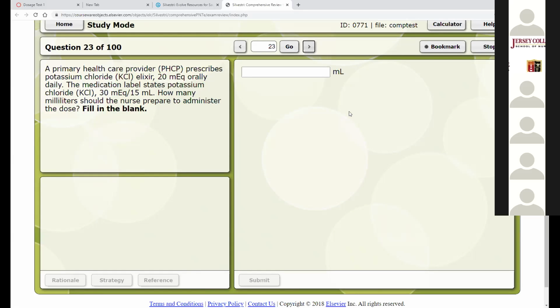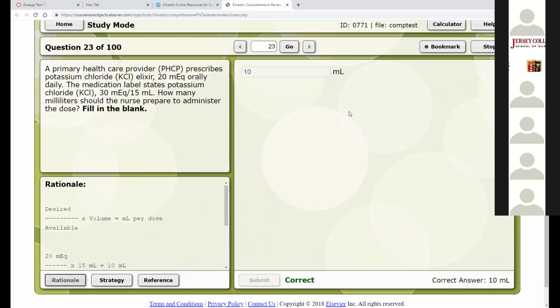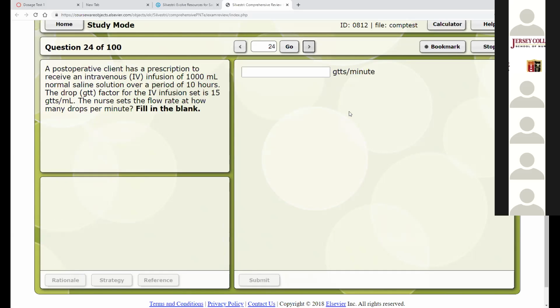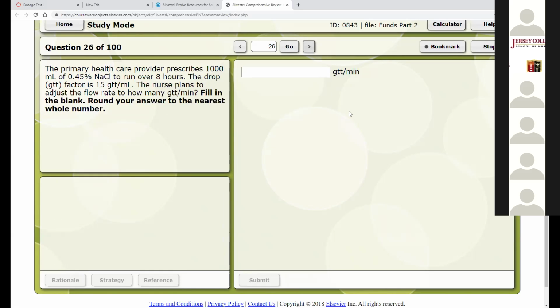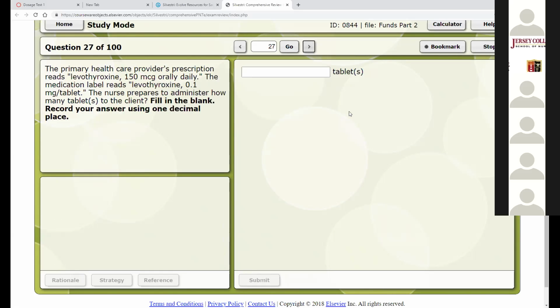All right, what'd you get? And 10, correct. Okay, see, you're rock stars. You got it. Now, the next one we're going to do is a reconstitution, because I know that was on there also. So let me see if I can find a reconstitution on here.